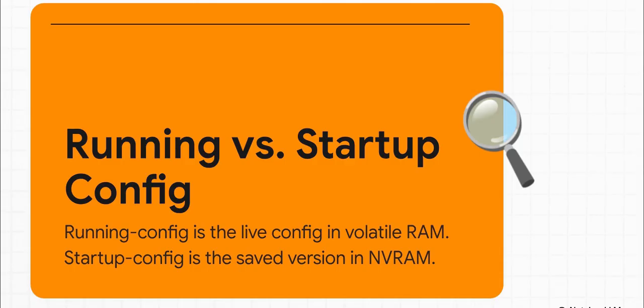Okay, pay close attention, because this next part is maybe the most important concept of the day. Every single change we've made, the name, the passwords, it's all just living in the running config. Think of it like writing on a whiteboard. It's there, but it's temporary. If that switch loses power right now, poof, all our hard work is gone. To make it permanent, we have to save it to the startup config. That's like carving it into stone. It's stored in a special memory that survives a reboot.